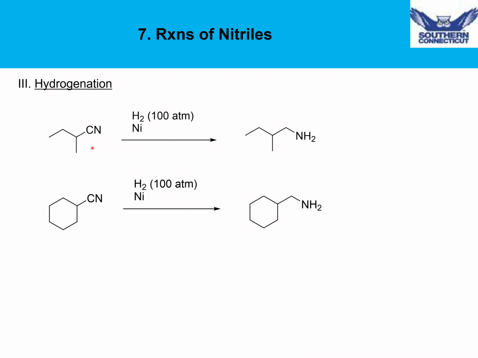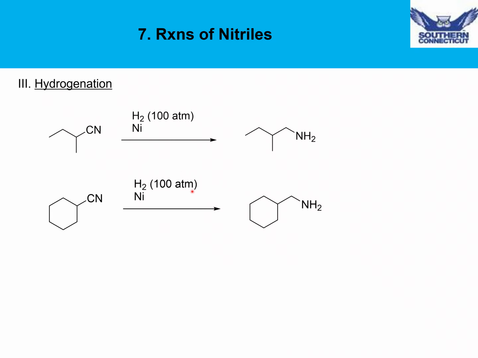Nitriles can also be reduced with hydrogenation. So here's an example with a nitrile. If we use a high pressure of hydrogen, so 100 atmosphere of hydrogen, and nickel catalyst, we can reduce this nitrile into the corresponding primary amine. There's a second example here with another nitrile. Again, under the same conditions, we can reduce it to a primary amine.